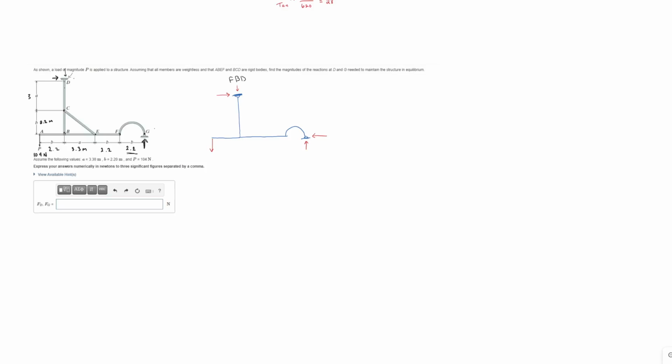Okay, so here we have a 2D problem about a structure, and what it's asking is to find the resultant force in the D, which is up here, and to find the resultant force in the G. Okay, so the first step in any problem should be to draw a free body diagram. I already did that here, and I already drew the forces.